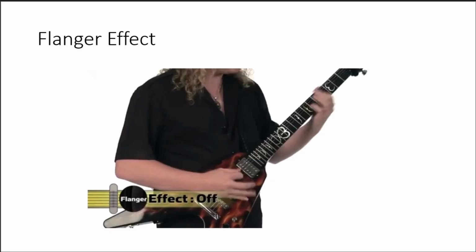Let's start with the flanger effect. It's that swooshing jet engine kind of sound. It's created by mixing the original guitar signal with a slightly delayed version of itself, where the delay is modulated sinusoidally. As the delay varies, the comb filter notches move up and down the spectrum, creating that hypnotic sweeping effect. Let's listen to it. So first without the effect on, and then with the effect on.